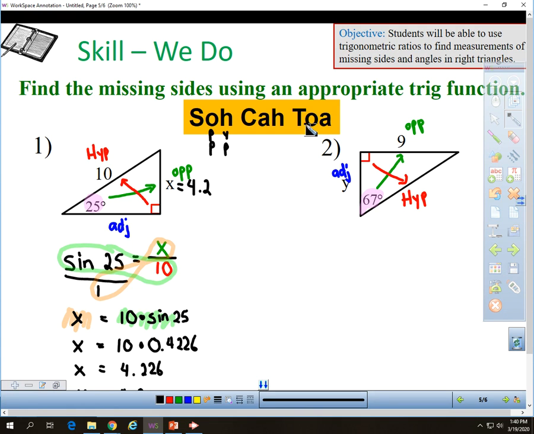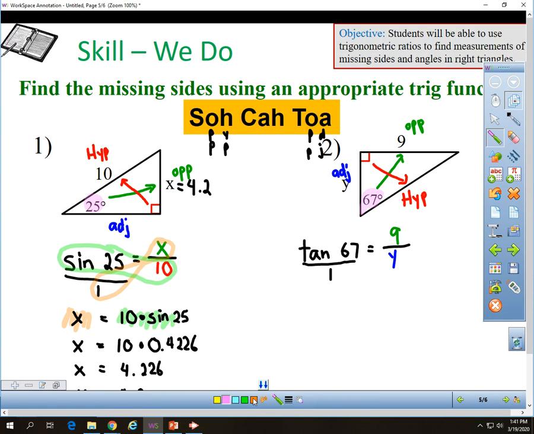The one that uses opposite and adjacent is tangent. This is opposite and adjacent. There's going to be tangent of the angle of reference, which is 67, equals, and we have to set up the ratio being opposite over adjacent. So opposite is 9, adjacent is y. In order to use the cross multiply method, we have to put this one over 1.